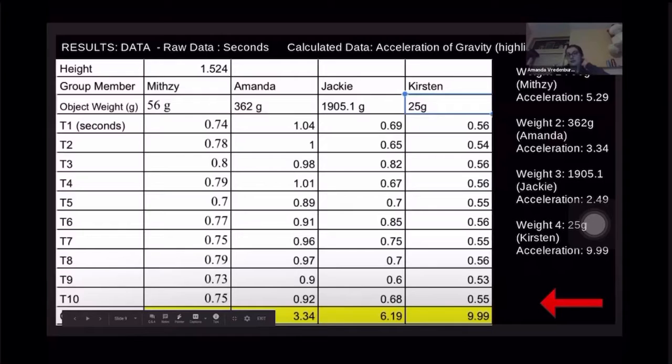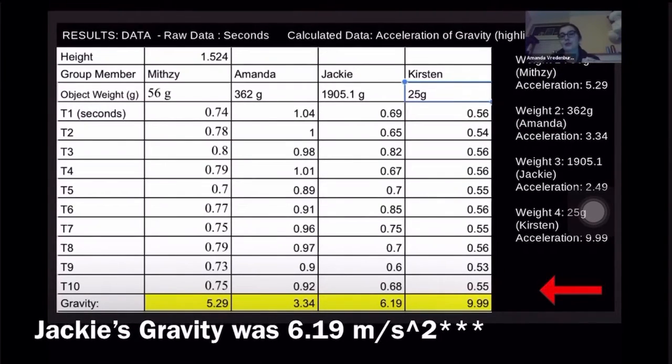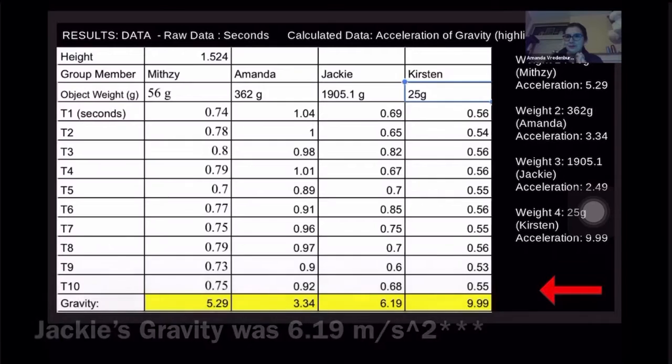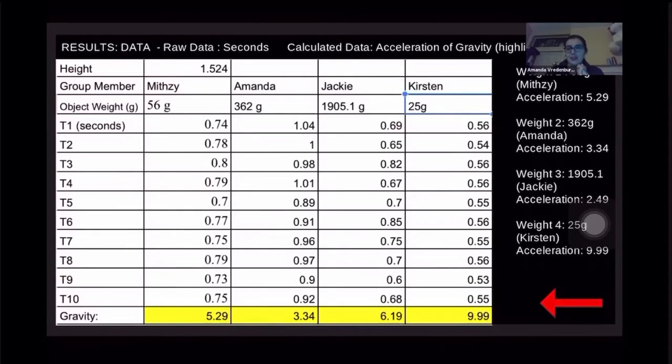Raw data through the seconds, and even here you can tell there's a very big difference. We have Mitzi, who had a 56-gram object, and she had acceleration of 5.29. Me, Amanda, had an object that was 362 grams, and our acceleration was 3.34. Then 1,905.1 grams, which was Jackie. Her acceleration was 2.49. Then for Kristen, she had acceleration of 9.99.